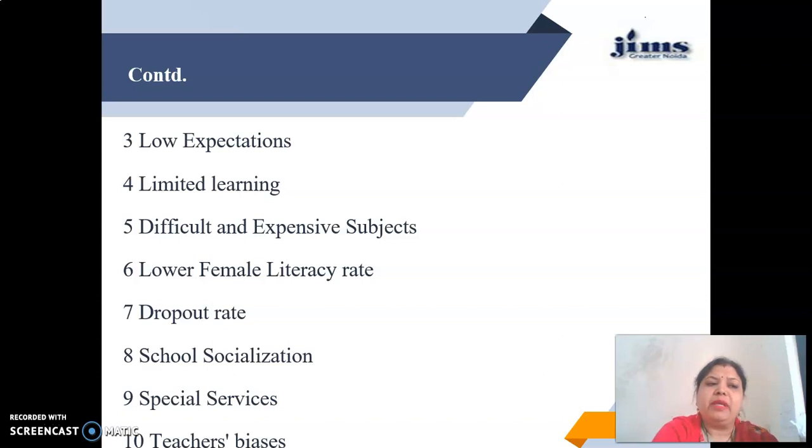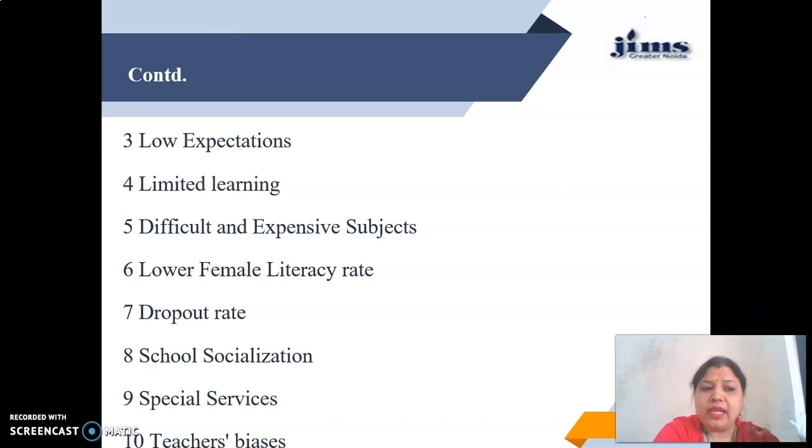Next is lower female literacy rate. According to the Census 2011, the female literacy rate is 65.46% as compared to the male literacy rate, which is 82.1%. This shows the gender bias against the girl, and the literacy rate difference is about 18 to 19%. Next is dropout rate.